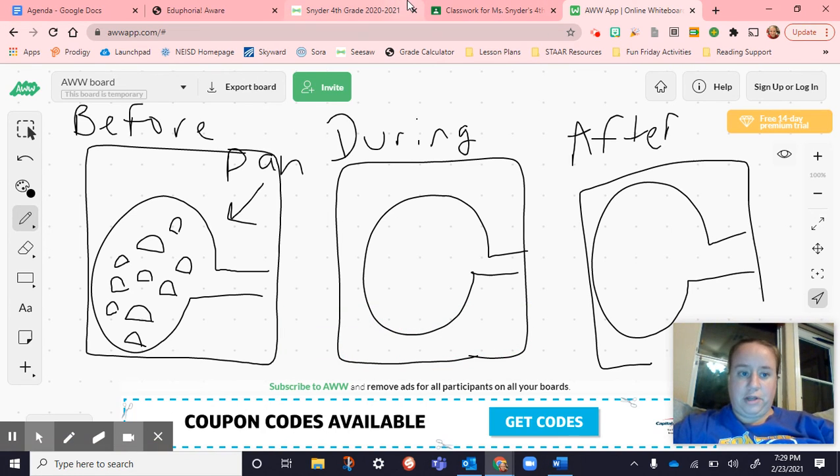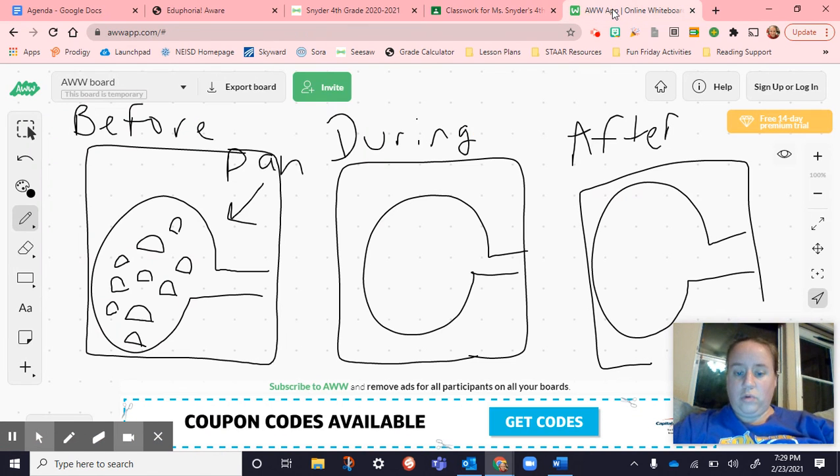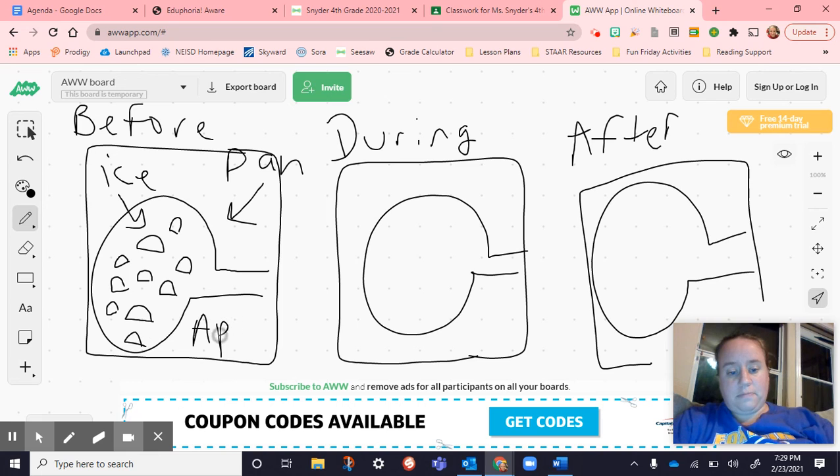You're going to take your Flipgrid. You're going to open it up, and you are going to record. You're going to take your computer carefully, without dropping it into your pan, and hold it up and say, here is my pan of ice. Right now, the ice is a solid, and I'm going to apply heat. Then you're going to push pause.